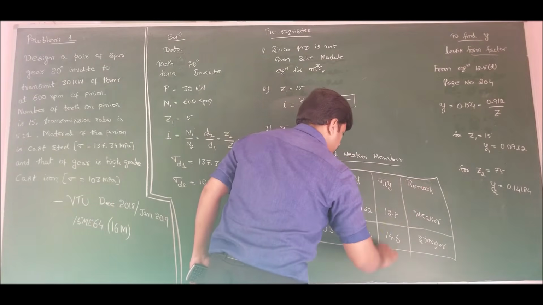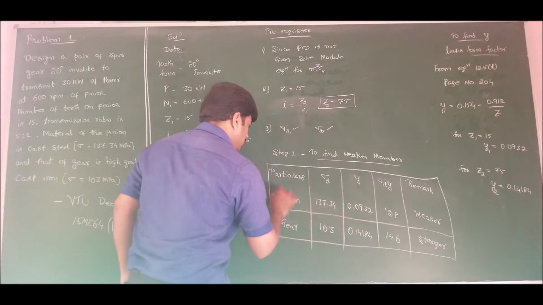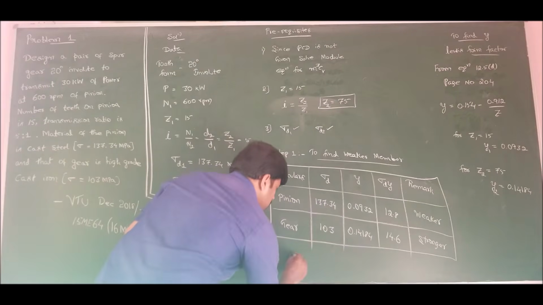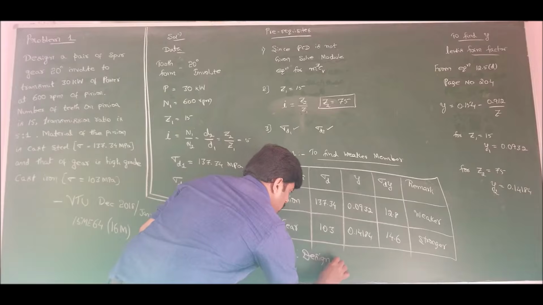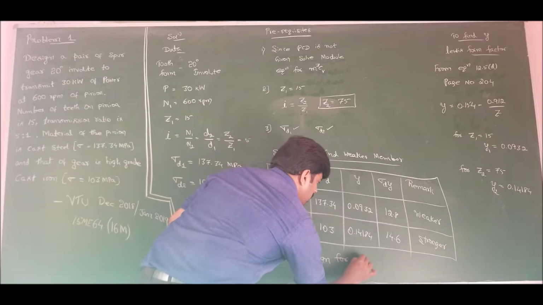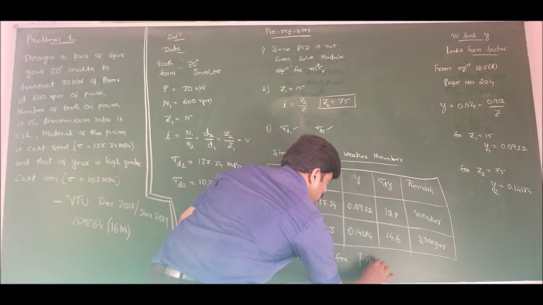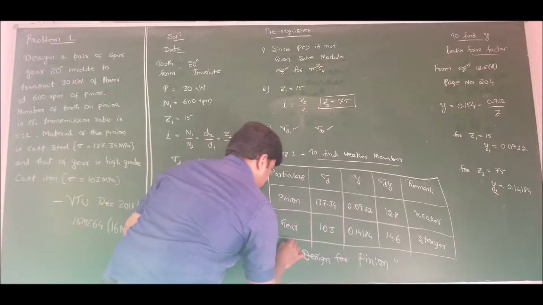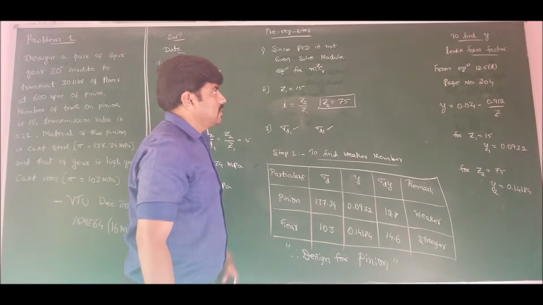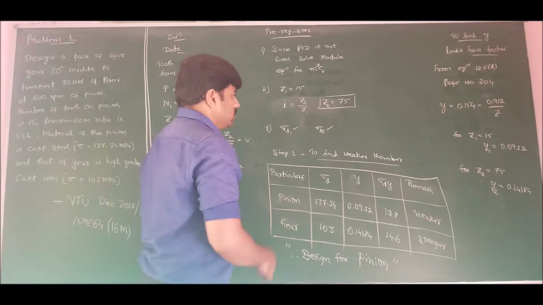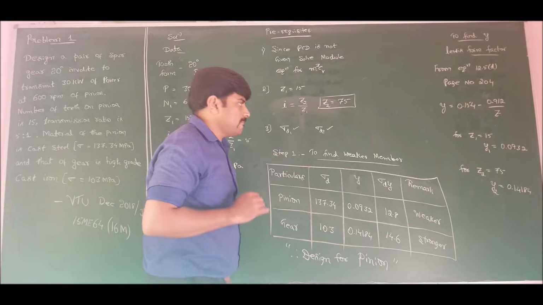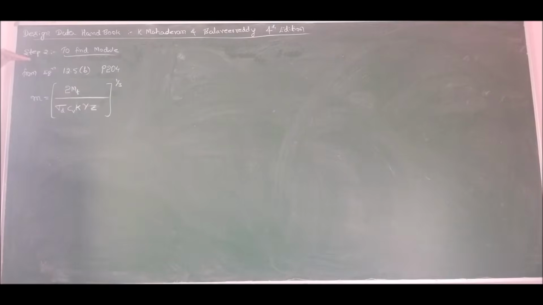We always design for the weaker member. So therefore, design for pinion, which is the weaker member. This completes our step 1. Next, moving on to step 2, which is to find the module.